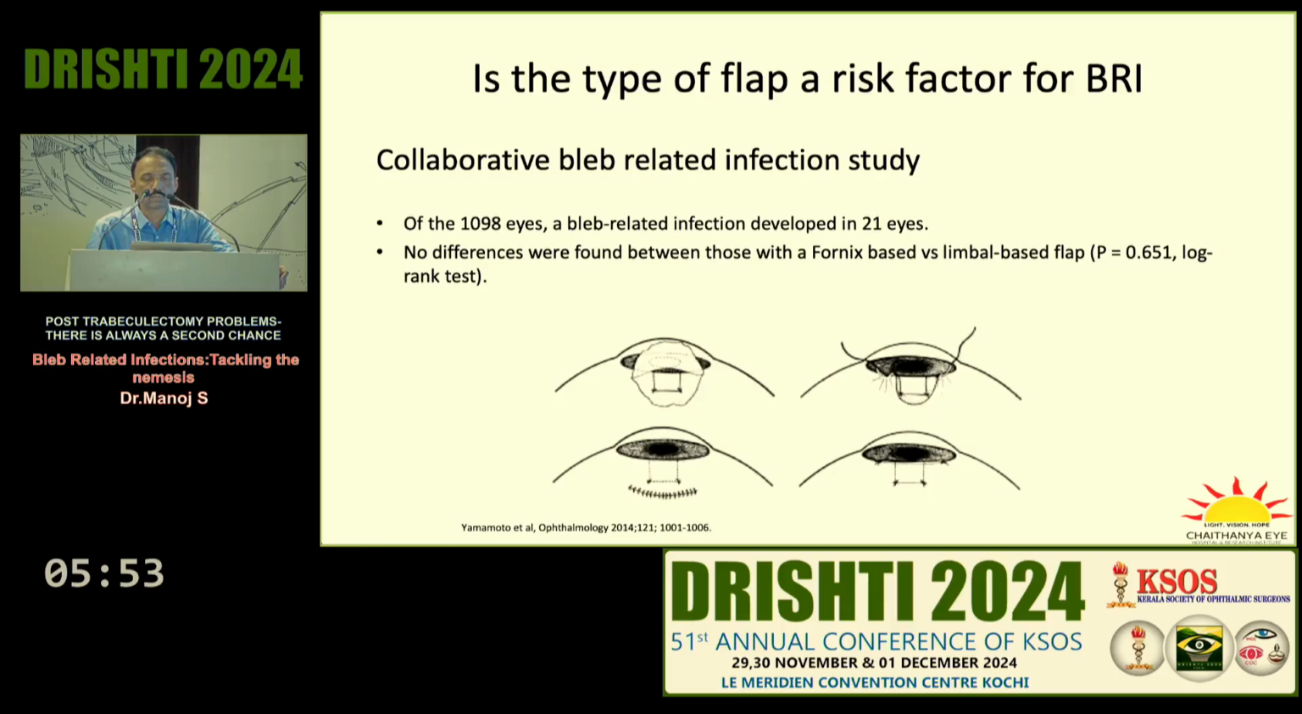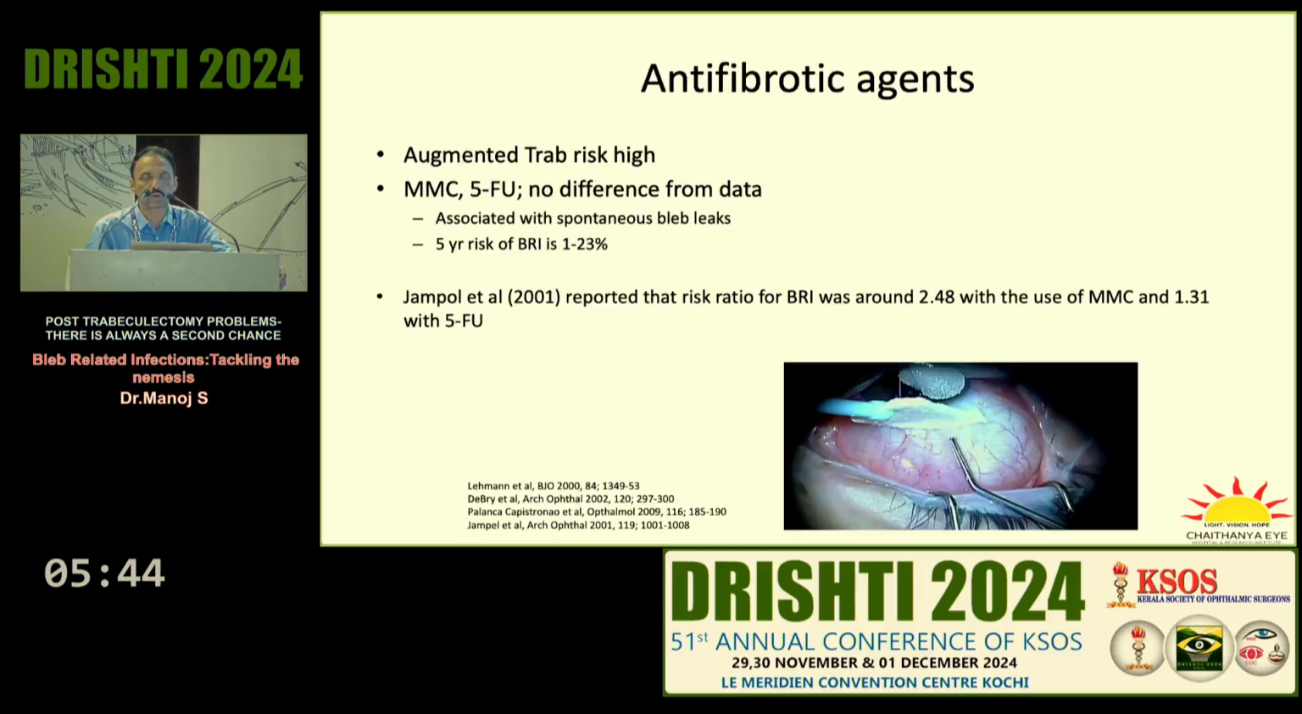Also, people have looked at whether there's a difference between fornix and limbal-based flaps. The collaborative bleb-related infection study did not find a difference. Augmented trabs definitely carry an increased risk. Both mitomycin C as well as 5-fluorouracil have been implicated, though there's no difference between the two. There are some studies which have shown that mitomycin may have a slightly higher risk.